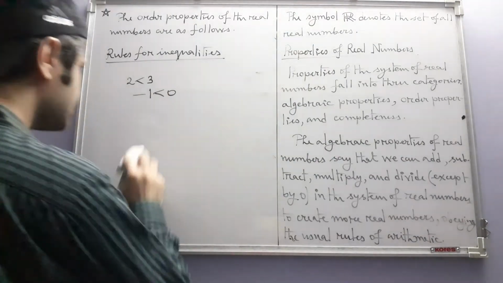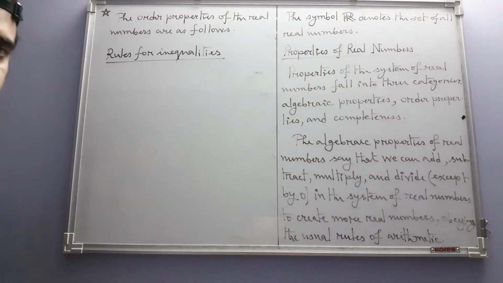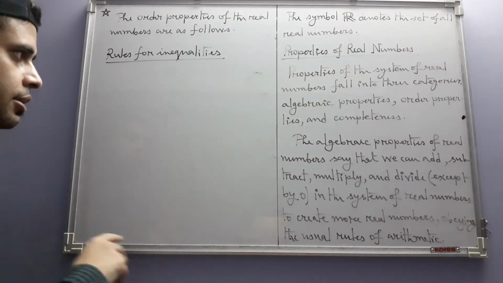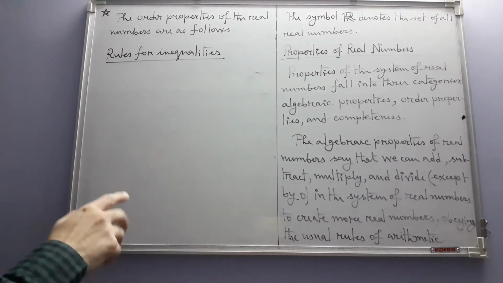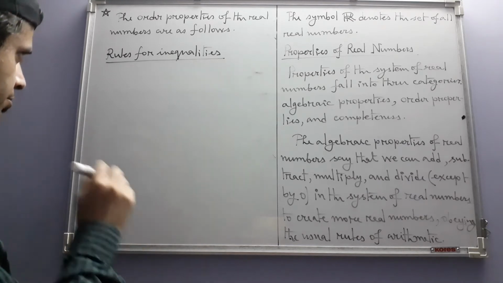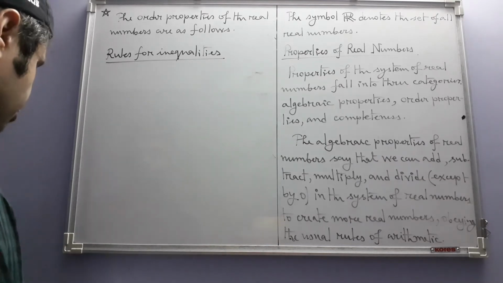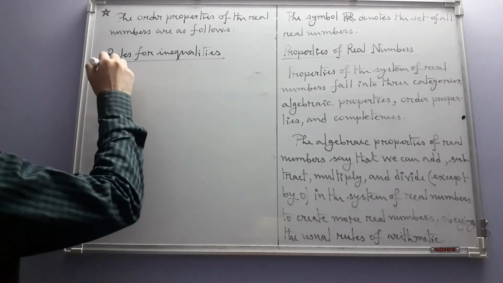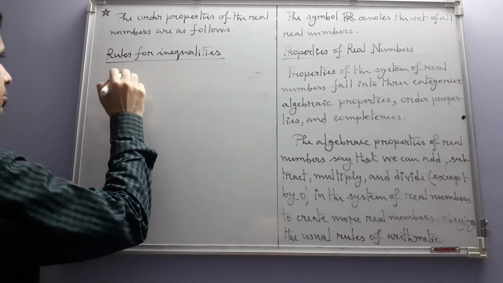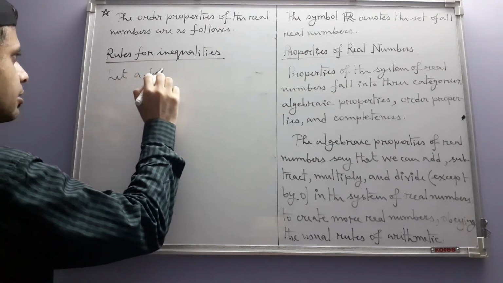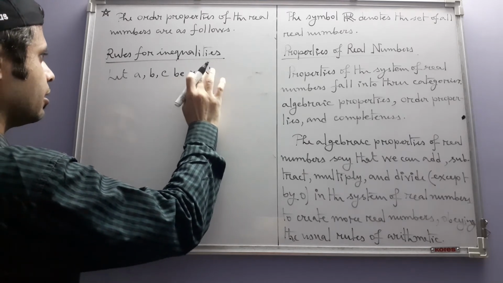And this greater than, less than, these things give rise to inequalities as opposed to equations which arise from the equality symbol. From the inequality symbol, we get inequalities. So there are some general rules for inequalities, and the rules are as follows. Let, in fact we will need 3 real numbers now. Let A, B and C be real numbers.